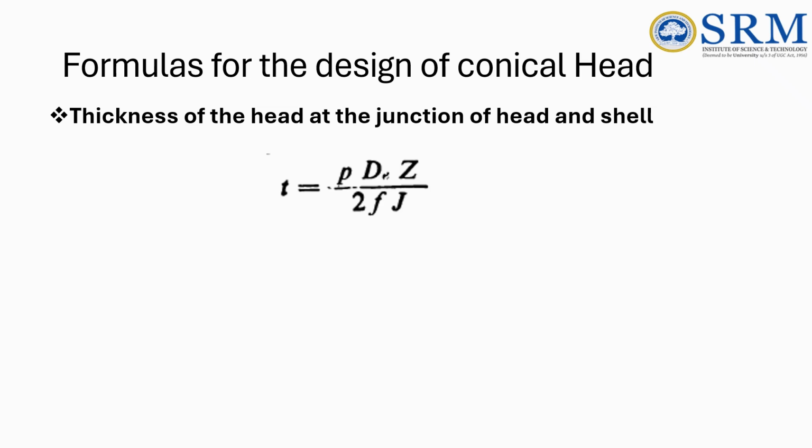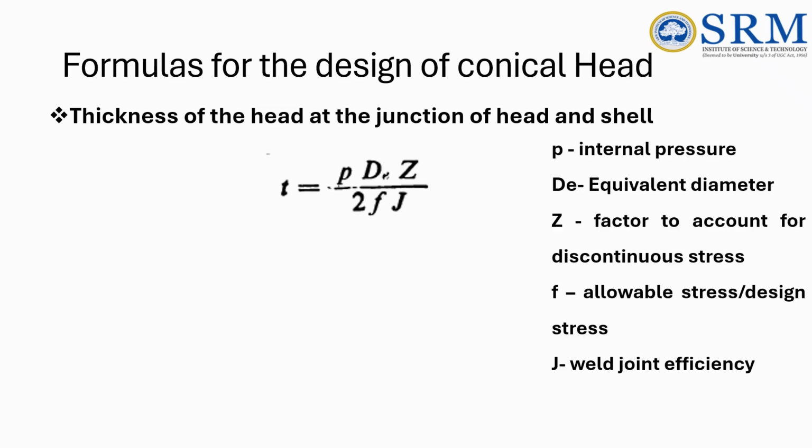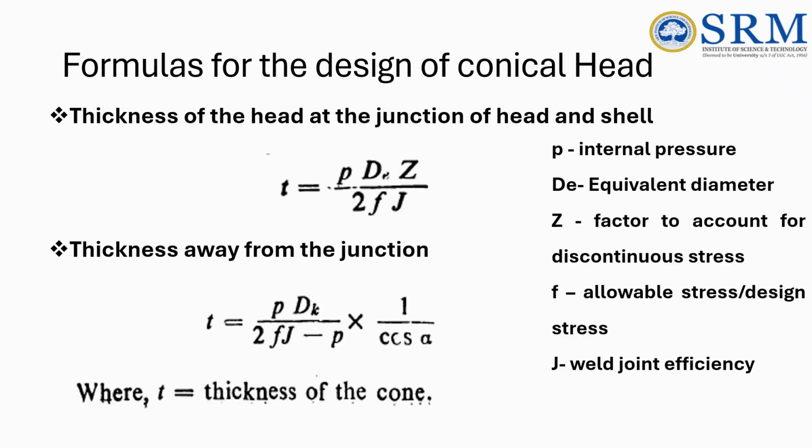Coming to the formulas for the design of the conical head, it includes the thickness of the head at the junction of head and the shell and also the thickness away from the junction. To familiarize with the terms, T refers to the thickness and P refers to the internal pressure, DE refers to the equivalent diameter, Z refers to the factor of discontinuous stresses, F refers to the allowable stress or the design stress, and J refers to the weld joint efficiency. Thickness away from the junction, we have a formula: P DE by 2FJ minus P, into 1 by cos alpha, where alpha refers to the angle of inclination, also known as half apex angle.